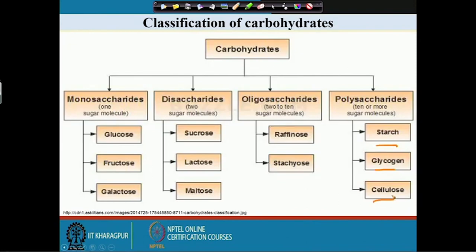Now, starch, glycogen and cellulose are all polymers of glucose units, and we know that cellulose is not digestible in the human system, but starch and glycogen are digestible. The only difference is that here we have alpha 1,4 or alpha 1,6 linkage. Now, in cellulose we have only beta 1,4 linkage. So, this is the basic difference that we have.